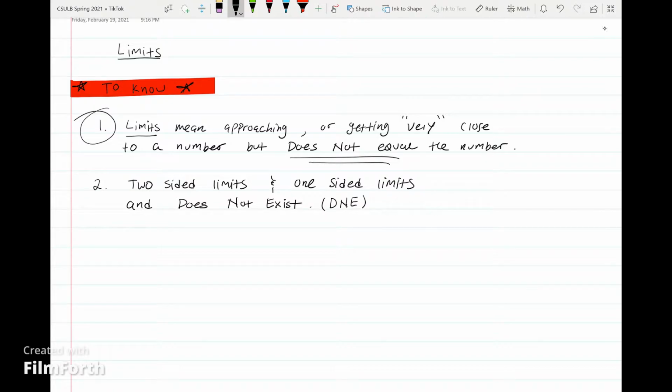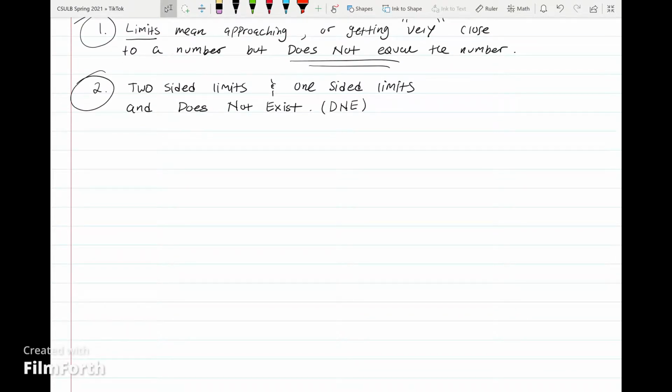And then we'll look at two-sided and one-sided limits, and we'll look at the does not exist case, because limits sometimes actually do not exist. Okay, so what we'll do is we'll start with a nice example. And I'm going to have a function f of x, which is equal to x squared minus x plus 1.